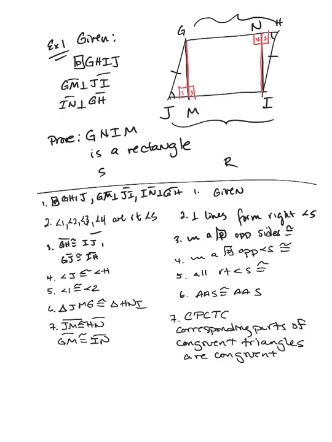Okay, kids, now I can do the subtraction property. So I can say that GH minus HN is congruent to JI minus JM. So I get GN is congruent to IM. So that reason would be subtraction property.